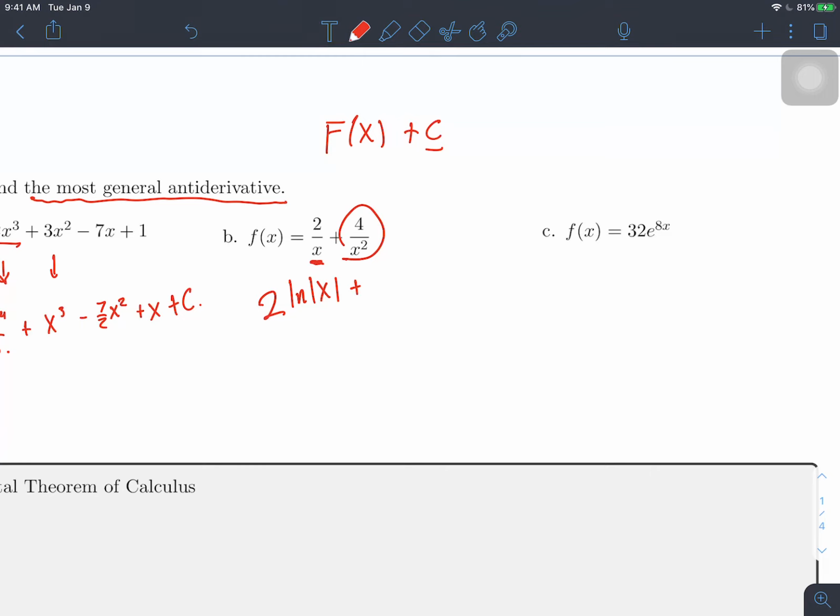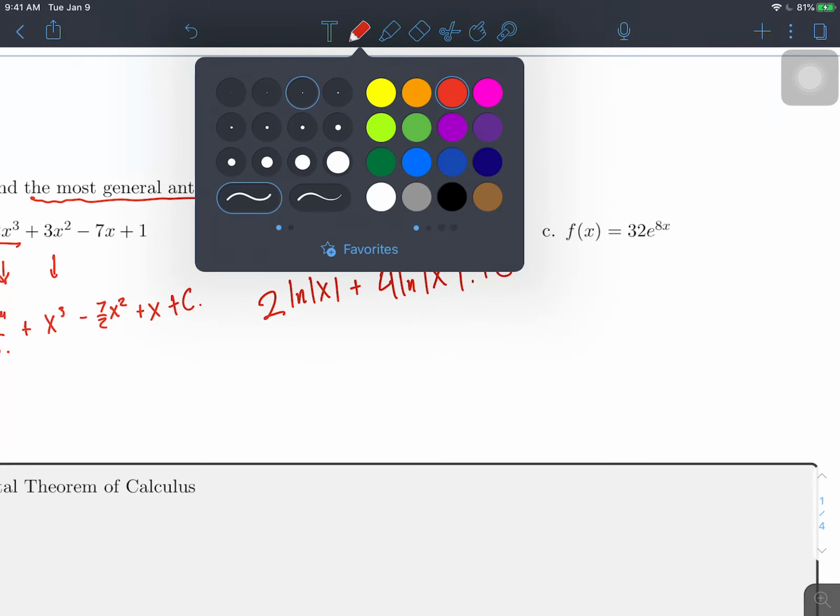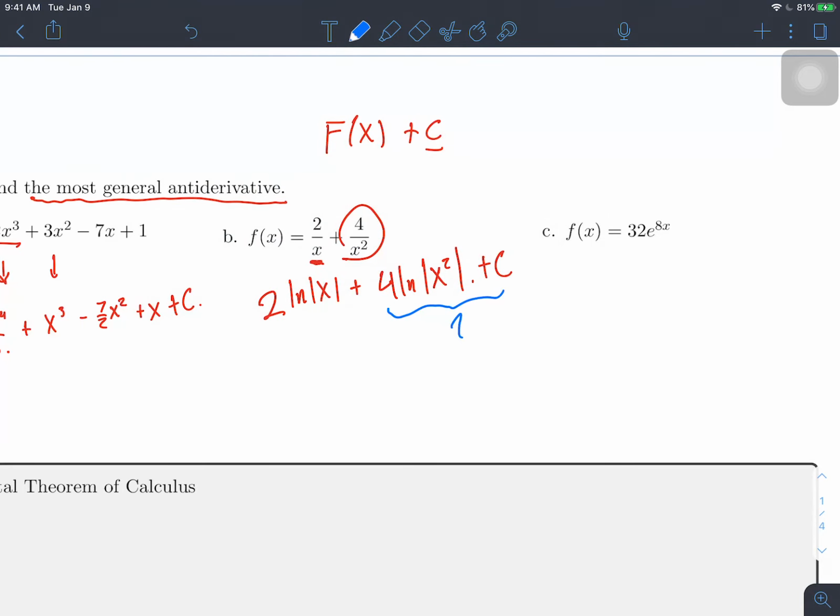Should I find that antiderivative? Is it going to be 4 ln of x squared plus c? Agree or disagree? Looks plausible. It's plausible, but it's actually not quite right.